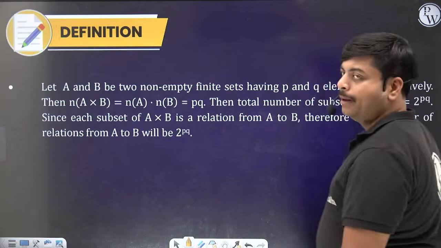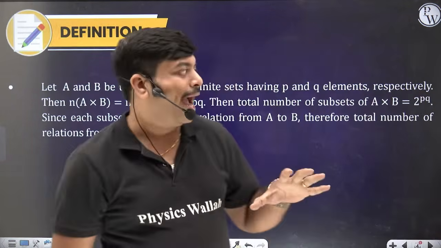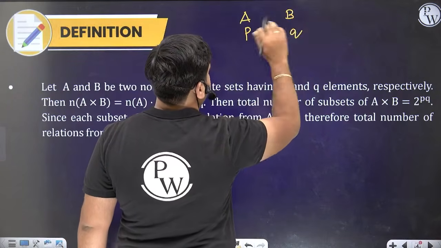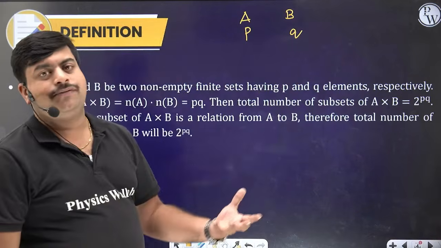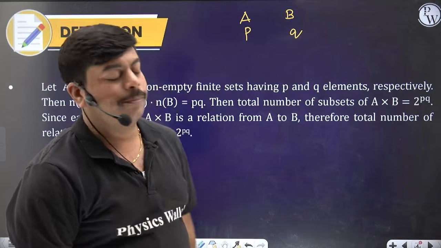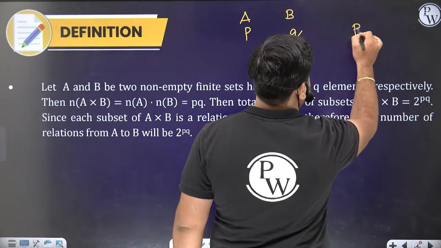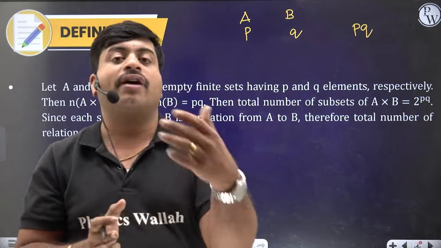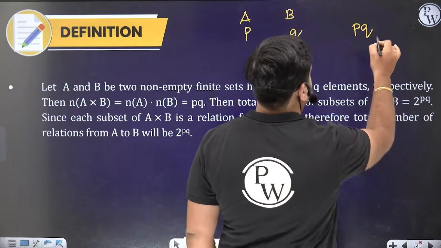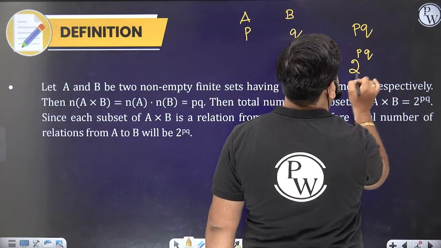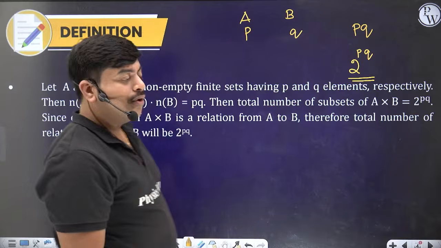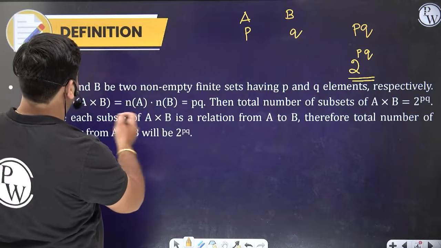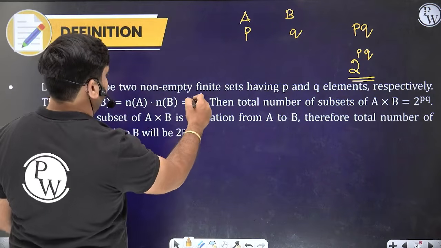So people, if we have 2 sets A and B, and in A, let's say we have P elements, and in B we have Q elements, so the number of ordered pairs we get is PQ. And as we have PQ elements inside that Cartesian product, the number of relations has a formula 2 power n. So 2 power PQ will be the number of relations from A to B, where A has P elements and B has Q elements, i.e. n of A cross B, n of A and n of B. So n of A is P, n of B is Q.